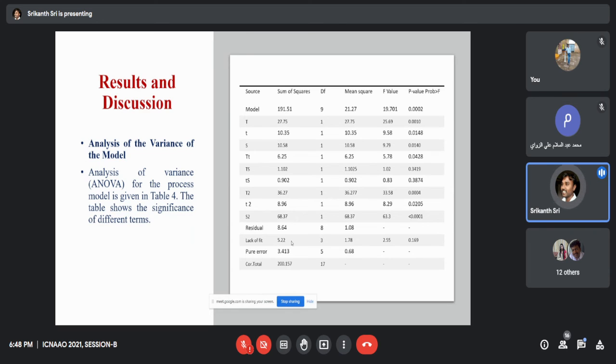Also, for the analysis of variance of the model, we considered parameters like sum of squares, degrees of freedom, mean square, F values, and p value (Prob > F), etc. And these are some values we have taken for the maximum time and minimum time, and also for the residual and errors and so on.